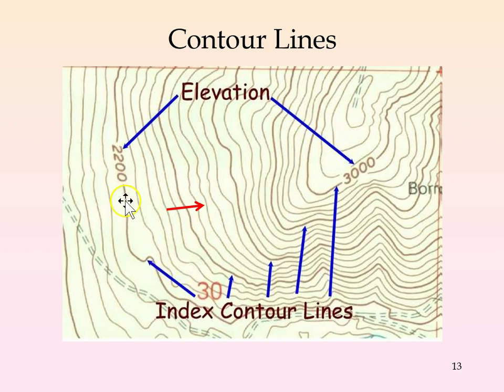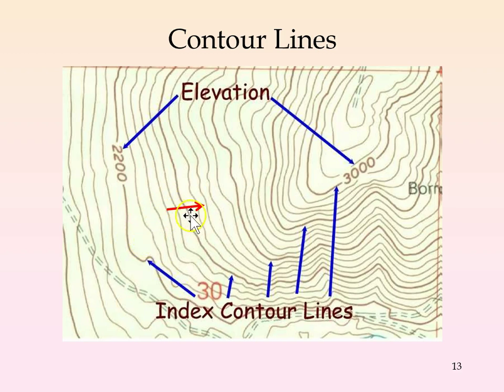So between 2,200 and 2,400, this intermediate line would be 2,240 feet. That is the elevation change. And again, if we go from this intermediate line to the next one up, there is a change of 40 feet. So the contour interval on this map is 40 feet.